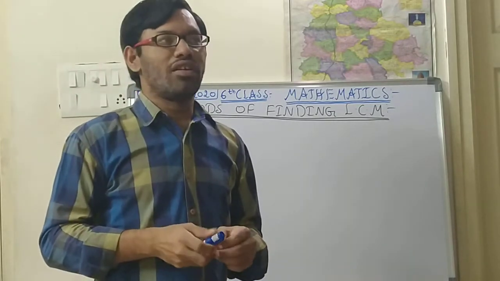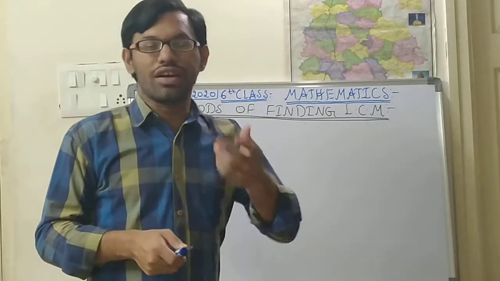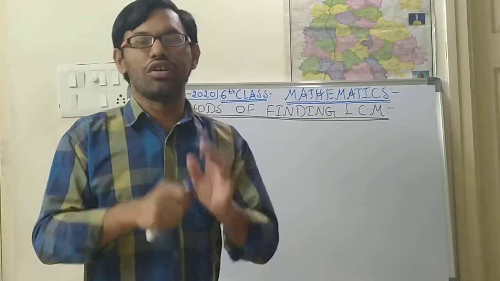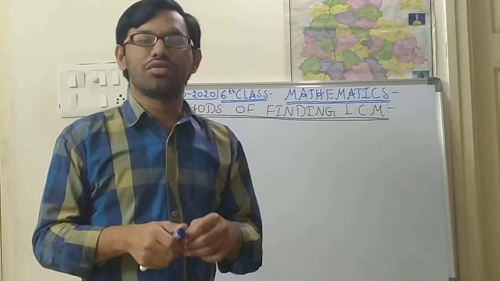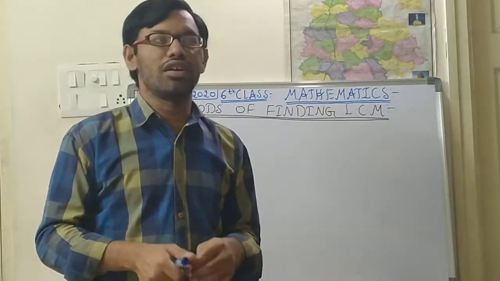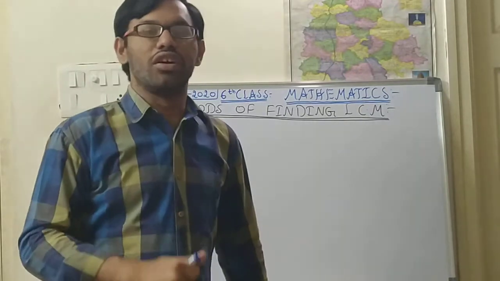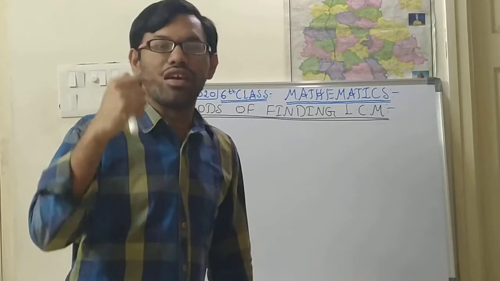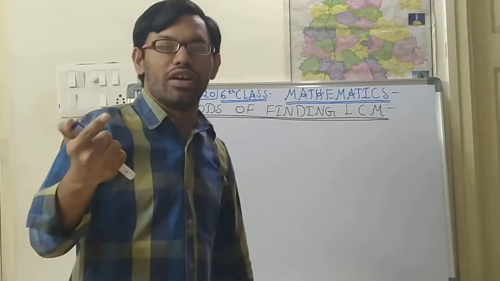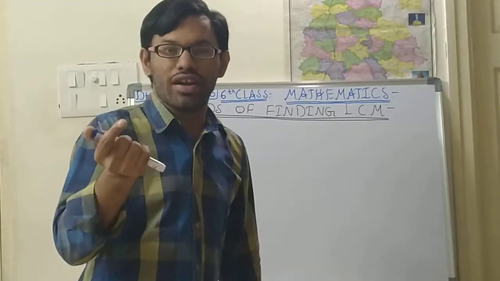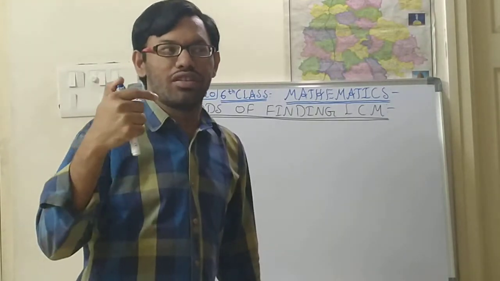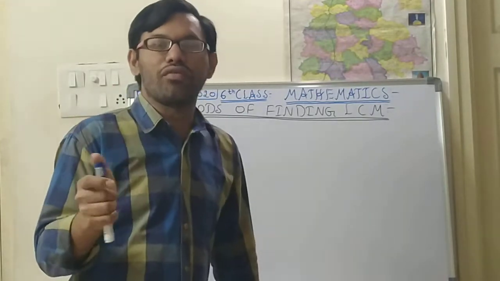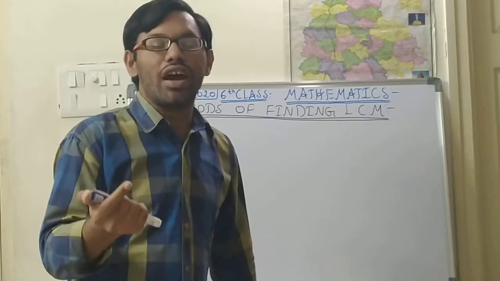For some problems we can do that method very easily, that means for small numbers below 20, because you are well versed in tables up to 20. But if the numbers are above 20, like above 50 or above 100, two-digit, three-digit or four-digit numbers, how do we find LCM?